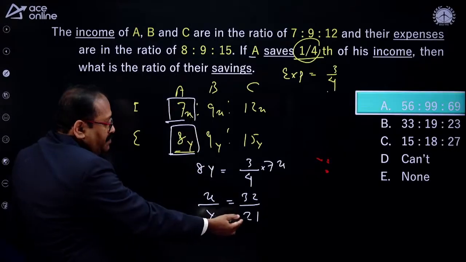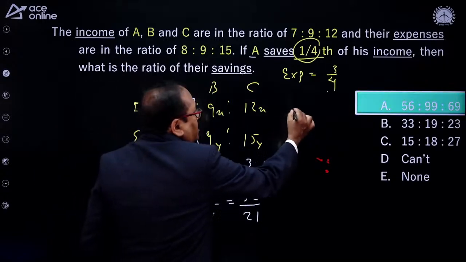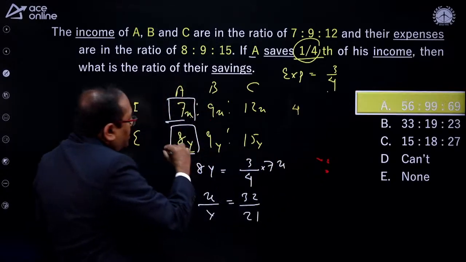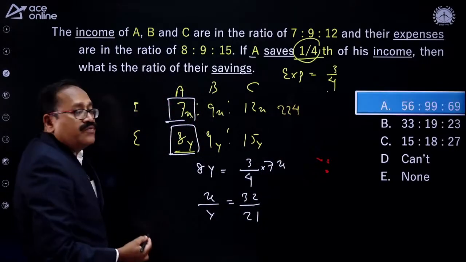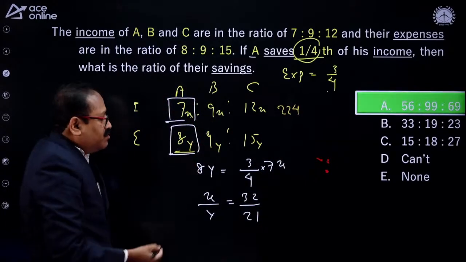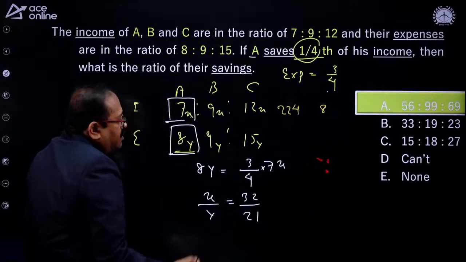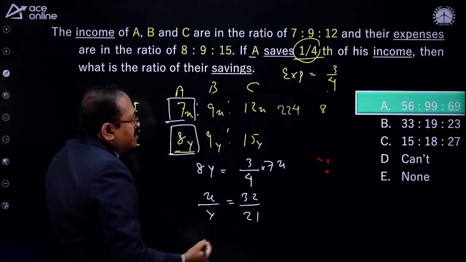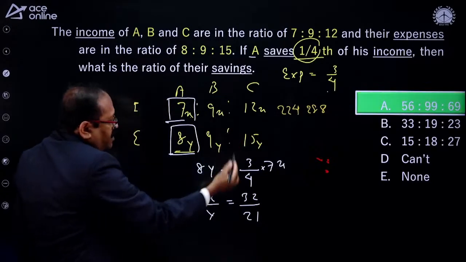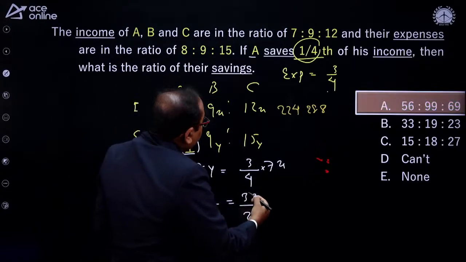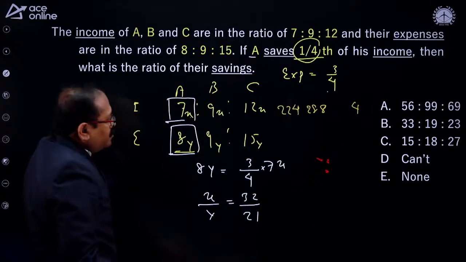So I will replace the x value with 32. So 32 into 7, 7 twos are 14, 7 threes are 21 and 1 is 22. This is about the income of A. Similarly, I will write down the income of B and C. 9 twos are 18 carry 1, and 9 threes are 27 and 1 is 28. And the same way, 12 into 32: 12 twos are 24 carry 2, and 12 threes are 36 and 2 is 38.